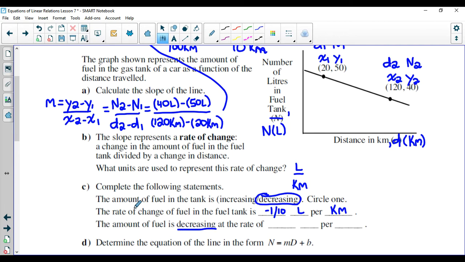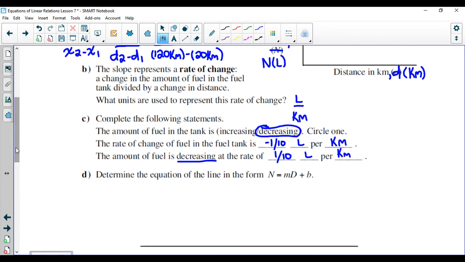Now it also says here that the amount of fuel is decreasing. By writing that word decreasing, it's accounting for the fact that this is going to be a negative change. So we could say here that this would be negative 1 over 10, or just 1 over 10 liters per kilometer. Just the word decreasing would imply we're dealing with the negative, in which case we don't need to write down the negative when we write down the rate of change here.